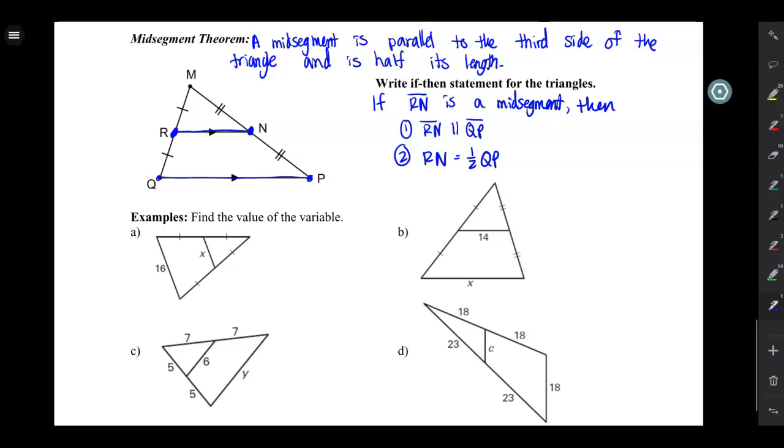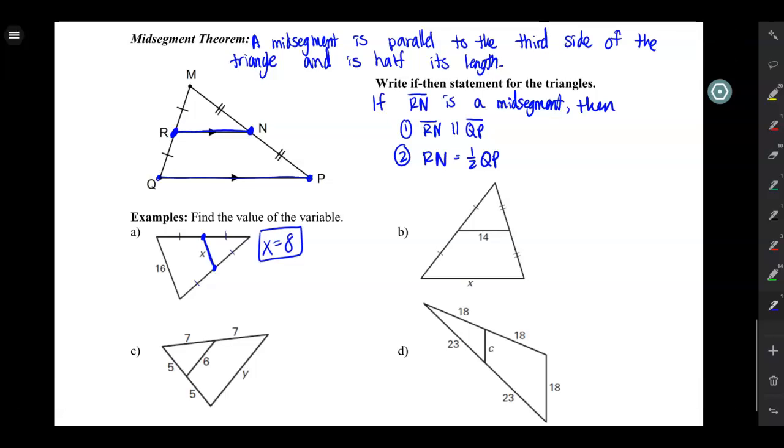In A, I first am going to prove or talk about why this segment X is the mid-segment. It's the mid-segment because this point on the top chops the top of your triangle into 2 equal pieces, and this point on the bottom chops your triangle into 2 equal pieces. So the segment connecting them is a mid-segment, which means that X is exactly half the length of that third side of the triangle. Half of 16 is 8, so X would have to be equal to 8.